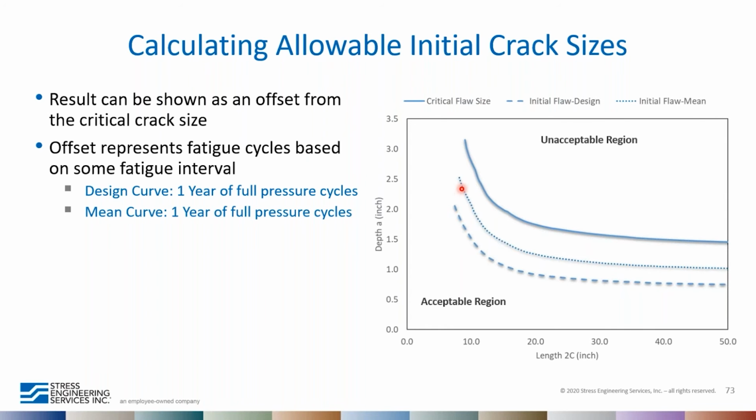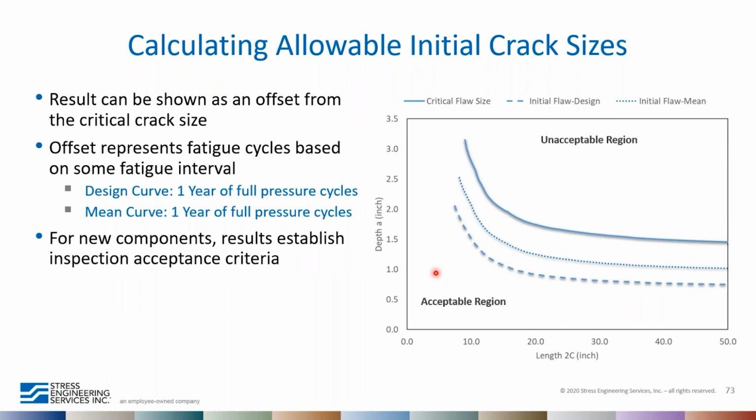If we look at the mean curve, we see that the allowable size becomes a little bit larger, because the mean curve represents a slightly slower crack growth. So it has a larger allowable. Okay. This is a great way to present results when you are just looking for inspection criteria.